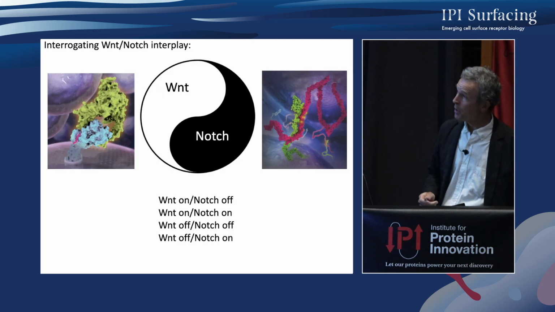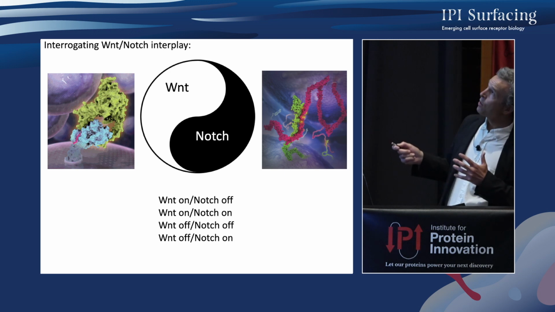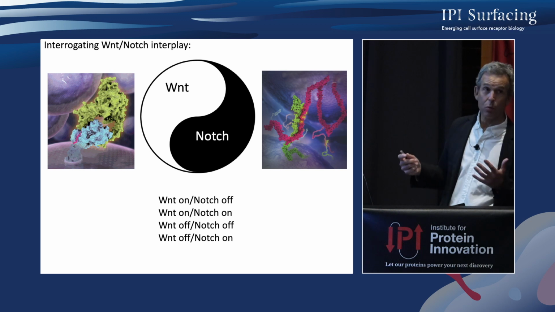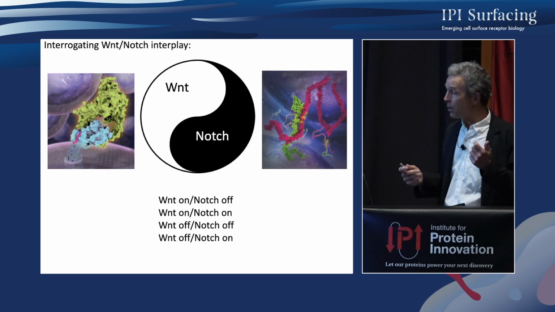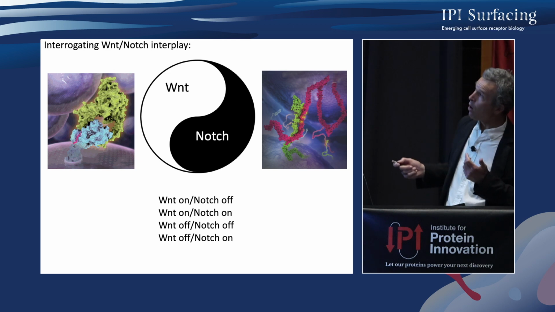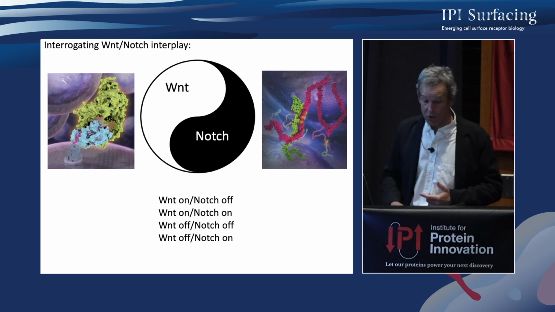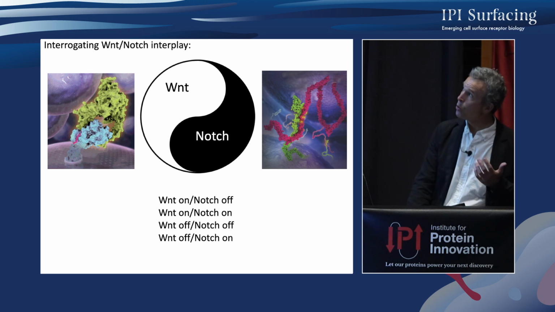Okay, and so, we're at the point now where we can start going back to the basic biology and interrogating Wnt-Notch interplay, because now we have biochemically pure recombinant reagents that we can turn Wnt on or off and Notch on or off, and really start to go back to some of those original basic questions in developmental biology. We're just at the beginning of doing this now that we have the tools.